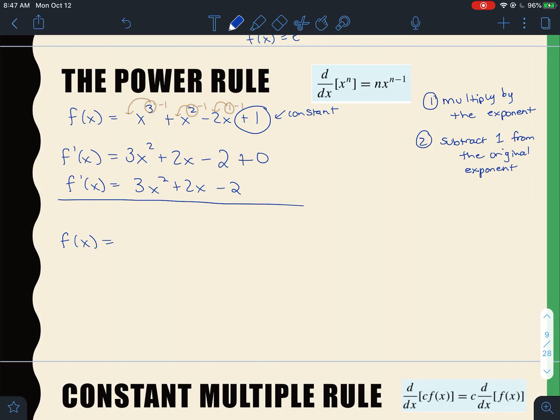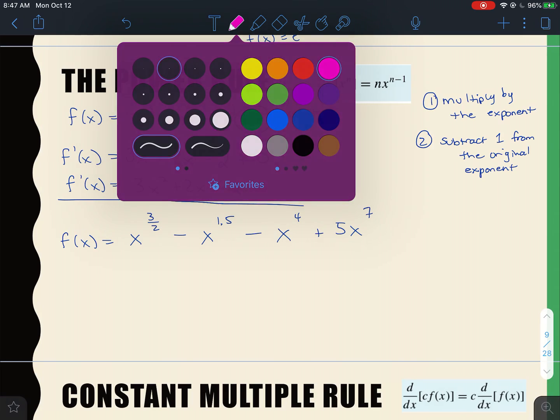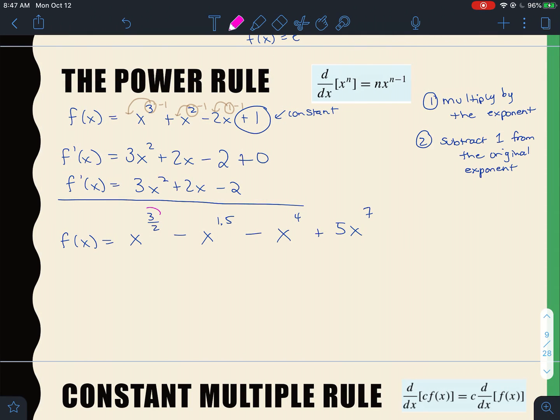Or if I had f of x equals x to the 3/2 minus x to the 1.5 minus x to the 4th plus 5x to the 7th. Again, same rules apply that we just did before. So the power rule says multiply by the exponent and then subtract 1 from the exponent. So the derivative, the slope of the tangent line, would be 3/2 x.